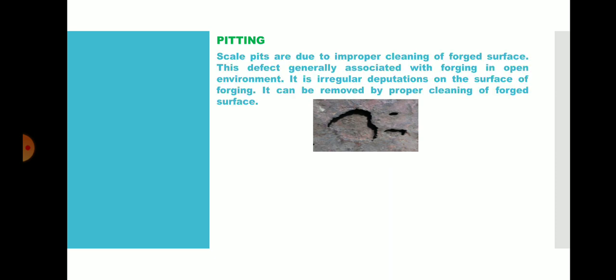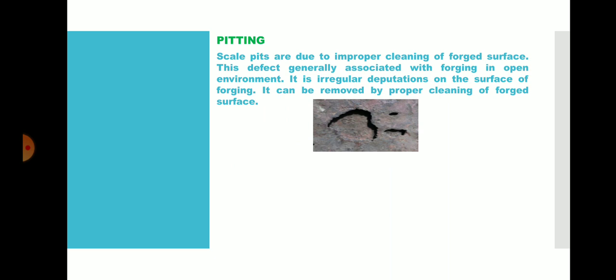a layer on the upper surface in a small amount will appear on the surface after the forging. Such a type of defect is known as pitting. Scale pits are due to improper cleaning of the forged surface. So before or after the forging process, if we do not clean it, such a type of defect is produced in the product.